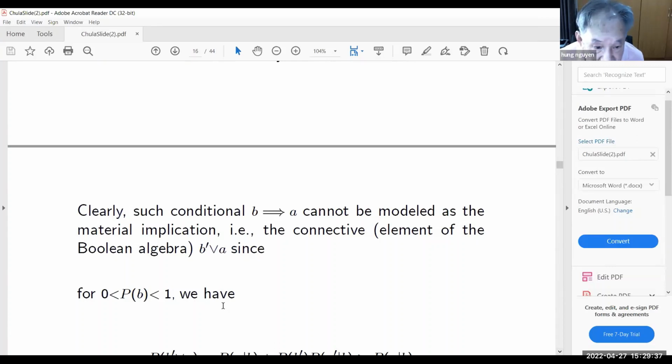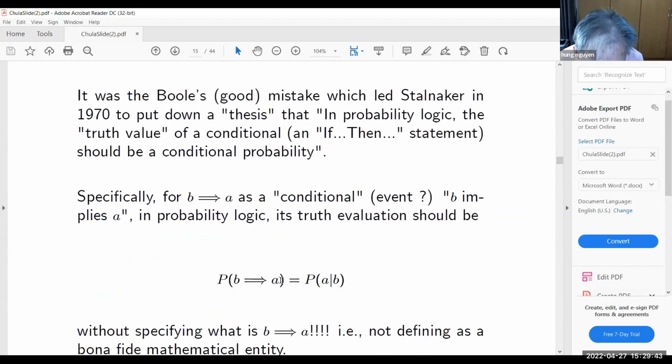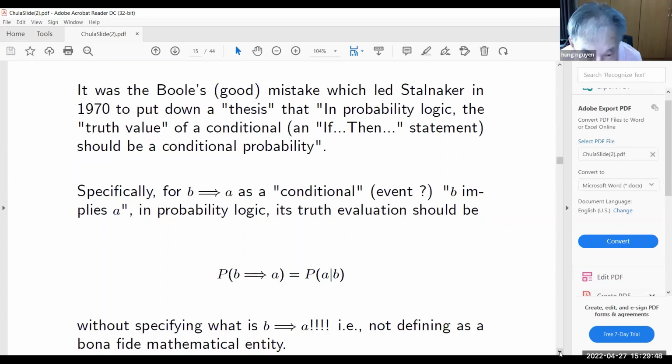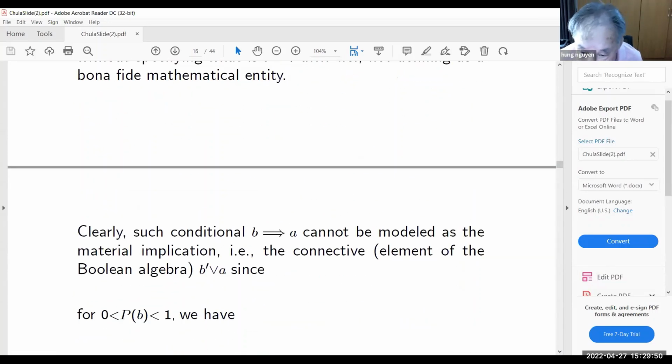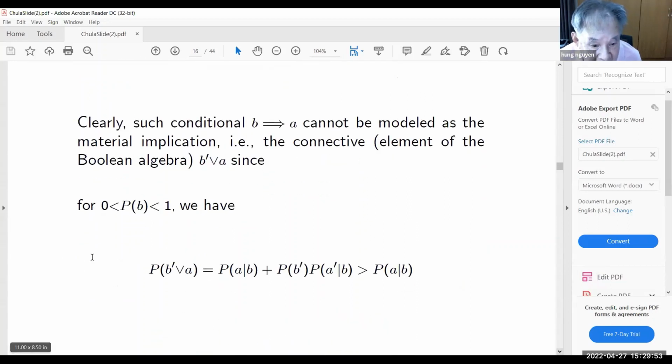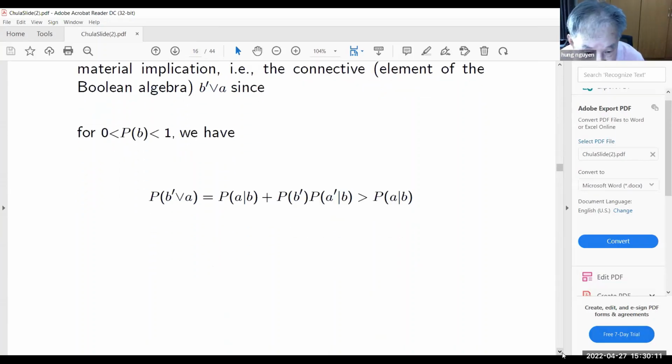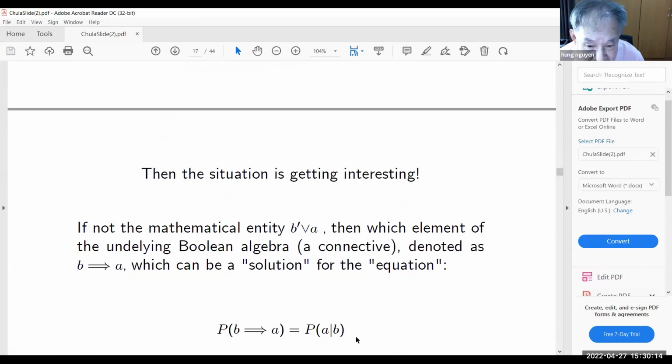Okay, now clearly, if you look at that equation, this cannot be classical implication, because if you compute the probability of the classical material implication, you get something bigger than the conditional probability. So it cannot be equal. So this is not a solution. So the question is, what is the solution for this equation?